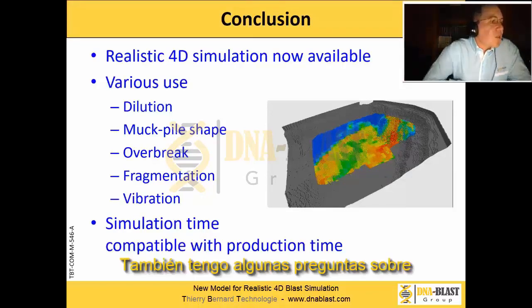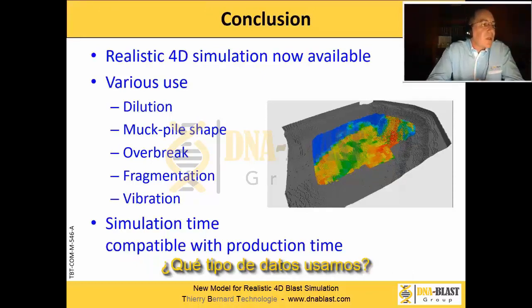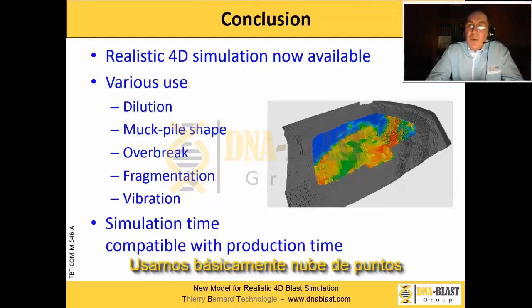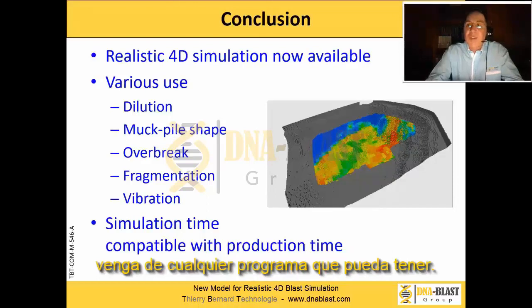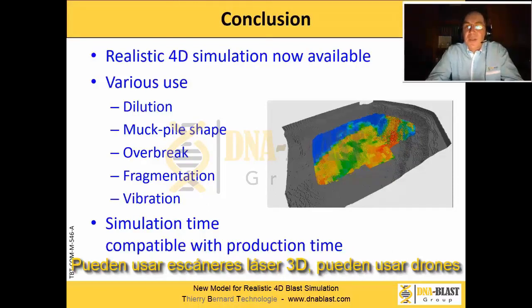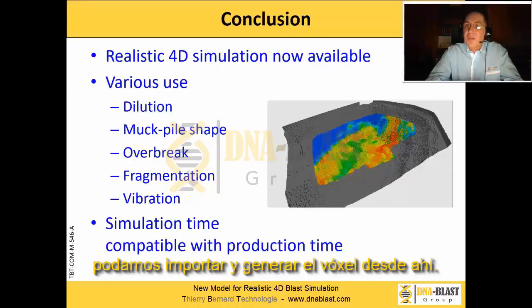I've got also some questions about what we use for creating the voxels, what kind of data we use. We use basically cloud of points, mesh cloud of points. The mesh cloud of points can come from any package that you can have. You can use 3D laser scanners, you can use drones, whatever, to produce a mesh cloud of points, and we can import it and start the voxels from that.